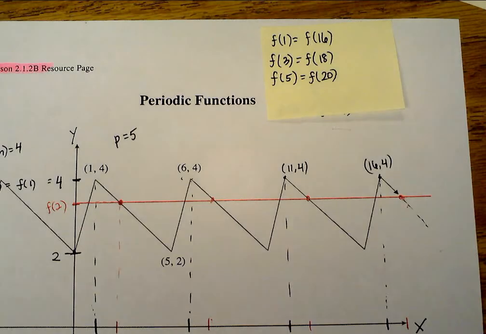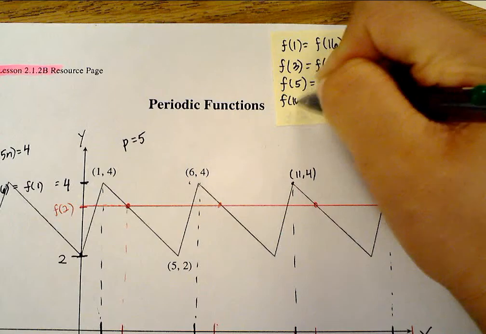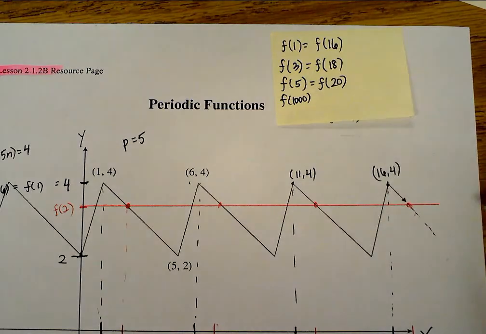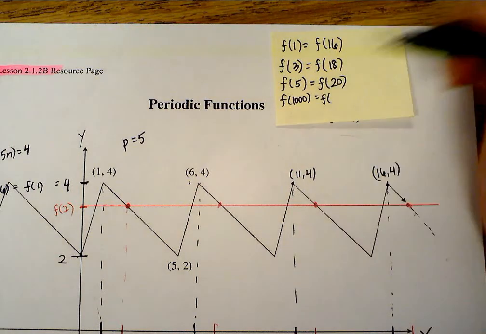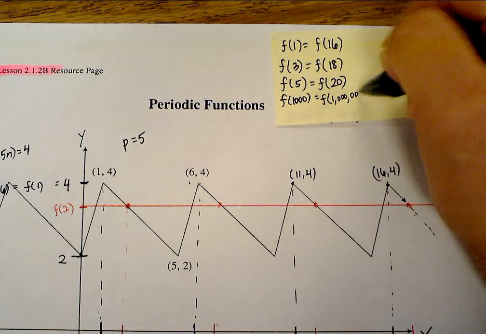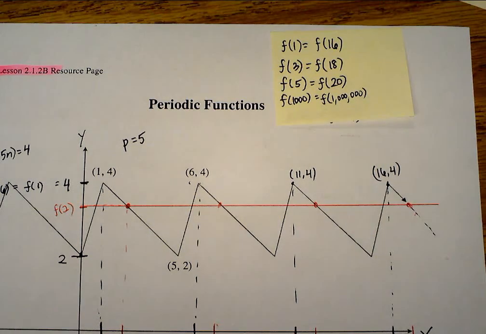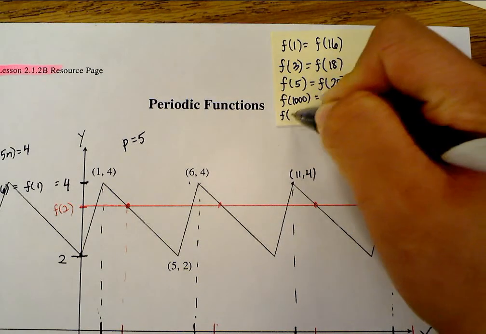I want something fancier. 10,000. Okay, f of 1,000. We can't even see that far, but we know because math helps us to know what we cannot see, that f of 1,000 must equal what? Whoa, f of 1,000,000, because that's a multiple of 5. What else? F of negative million equals what?